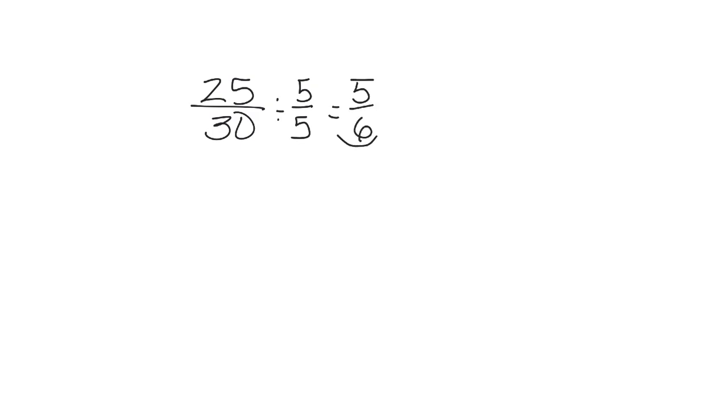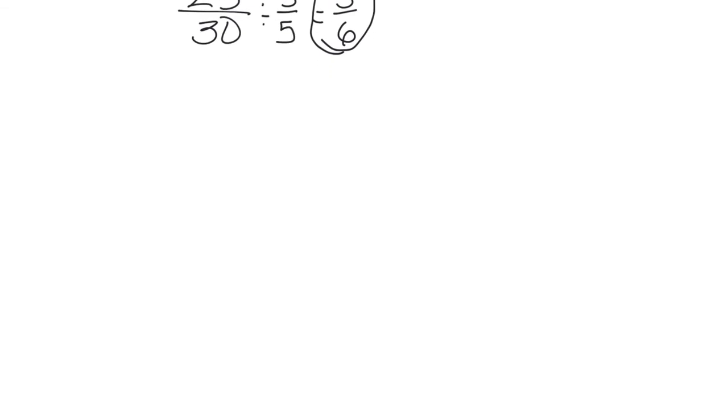Another way is to look at 25/30. Notice that 25 ends in a 5 and 30 ends in a 0. So you know, according to your divisibility rules, that both numbers are divisible by 5. So I'm going to divide the numerator and denominator by 5. And I get 5/6, which becomes my reduced or simplest form of that fraction.